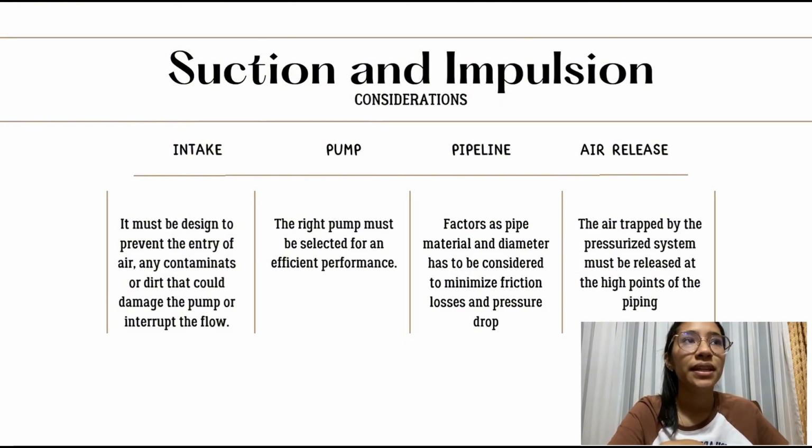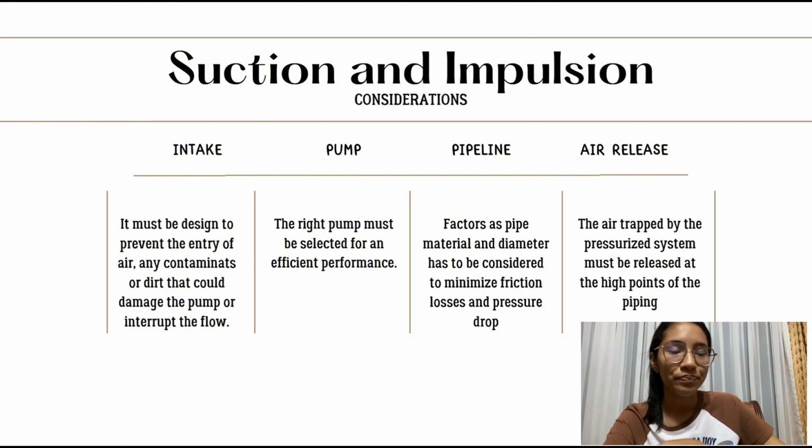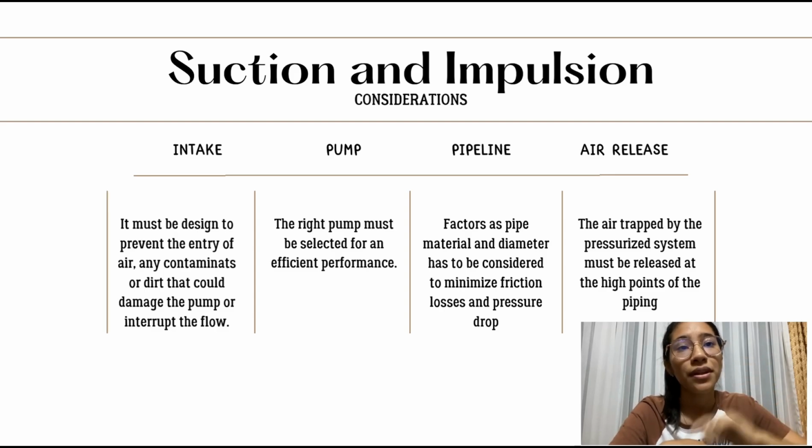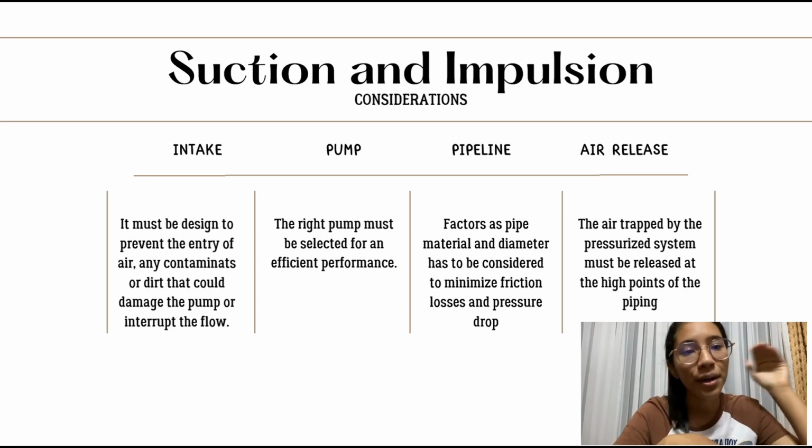Then, the pump must be selected and placed in order to increase efficiency. For that, we need to consider some factors like the depth of the water source and the flow rate requirements. Then, about the pipes, factors such as pipe material have to be considered to minimize friction losses and pressure drop. And finally, the air. Air trapped in the system can reduce its efficiency, so air release valves need to be installed at all high points of the pipe distribution system.